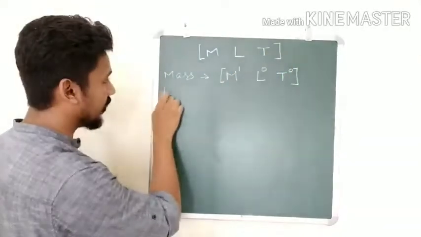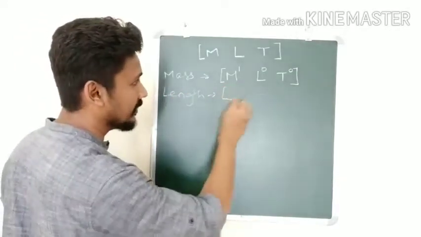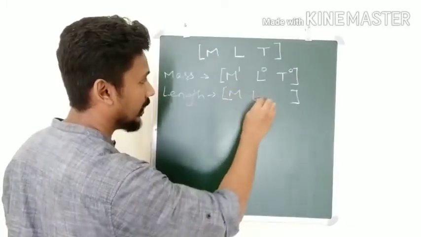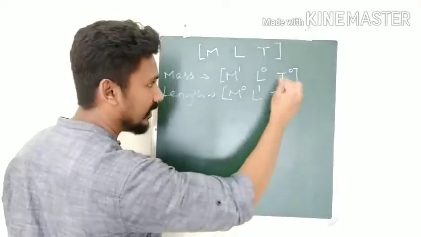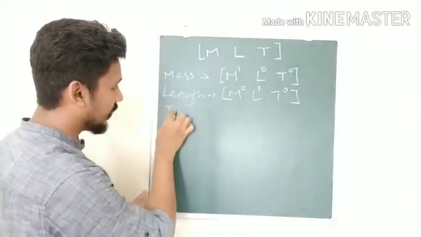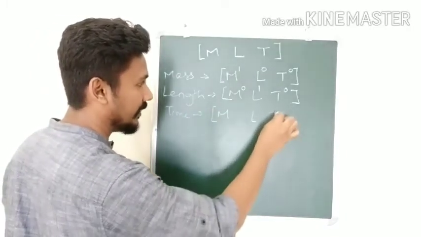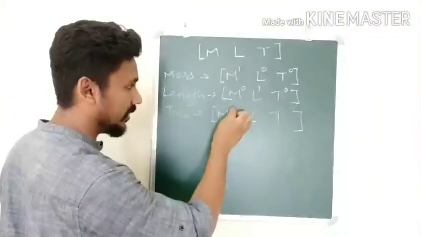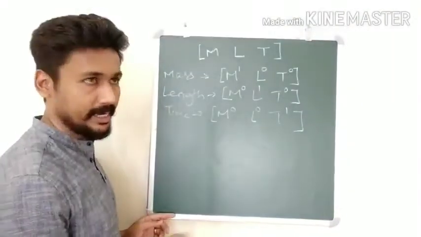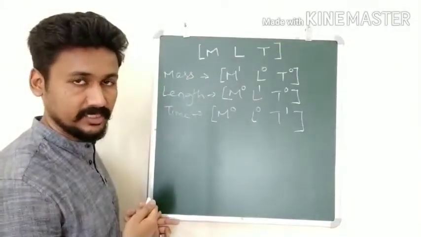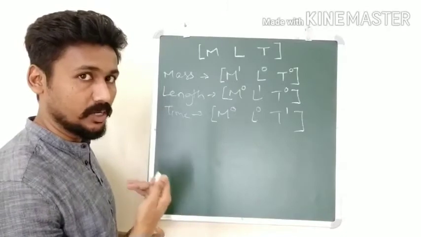Same way you will write for length. Okay, the dimensional formula for length will be written like this. We will write M, L, T. M will be raised to 0, L will be raised to 1, T will be raised to 0. For time, we will write the dimensional formula as M, L, T. In this case, mass will be raised to 0, length will be raised to 0, time will be raised to 1. Correct. So that is for the 3 fundamental ones. But then of course when we see the derived quantities, then we will actually start to see how it is applied.